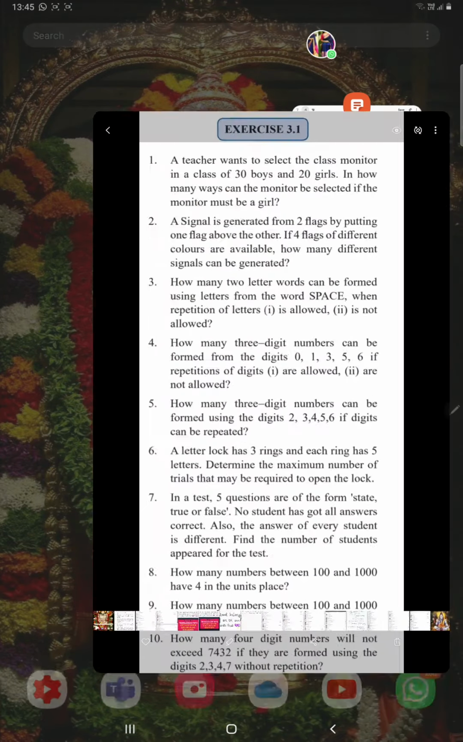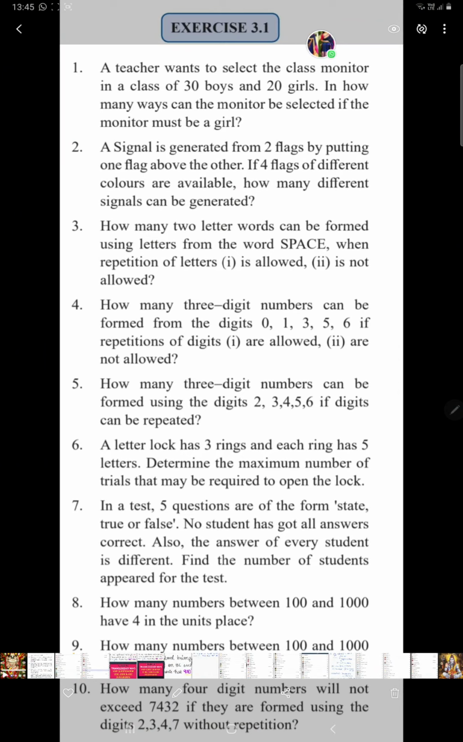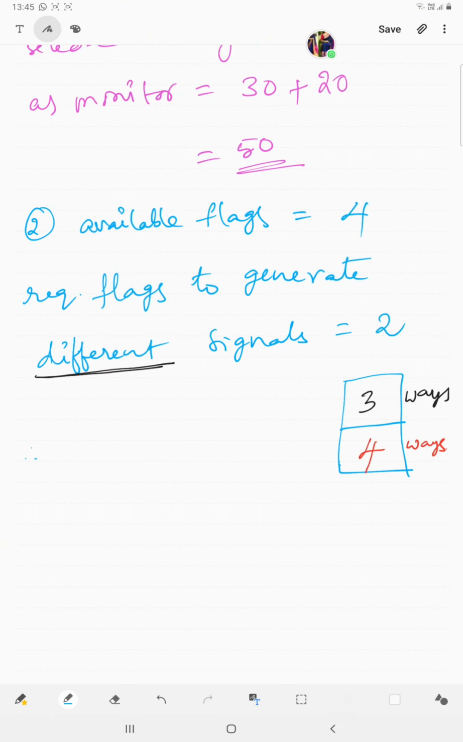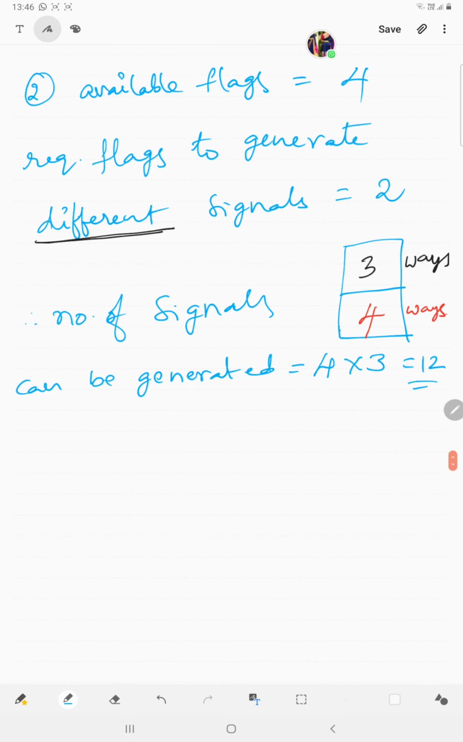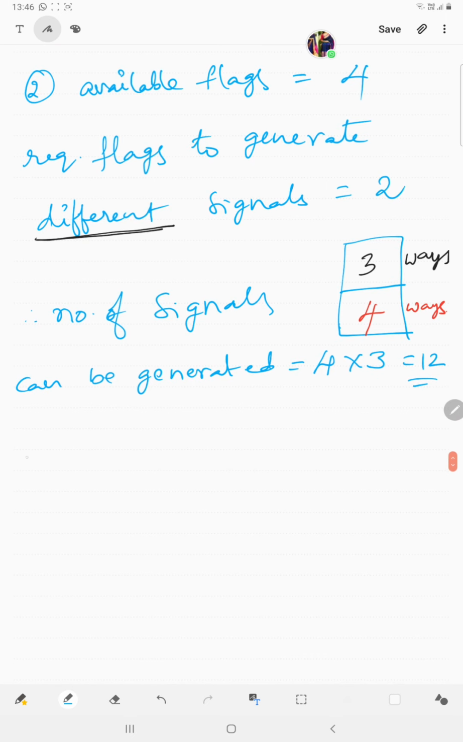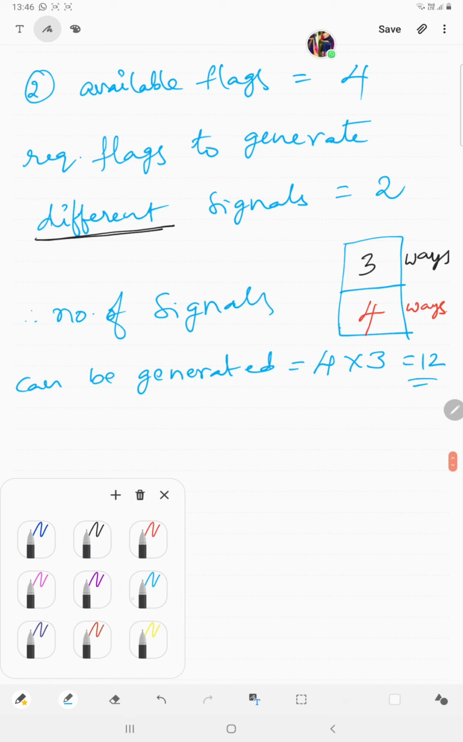So, what is the question? How many different signals can be generated? Therefore, the number of signals that can be generated is equal to 4 into 3, 12. Understood? Yes. Now question number 3.